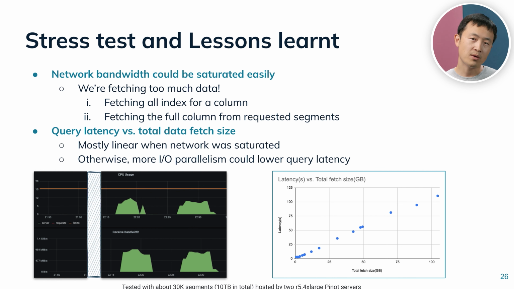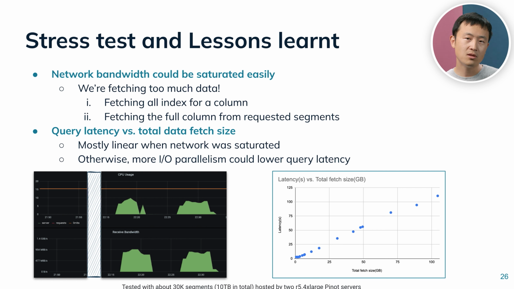So to learn more from our first version, we stress tested a lot with a larger workload and cluster setup. Basically, we tried to put 10 terabytes of data into a Pinot cluster with 2 servers and also enabled the tiered storage. First of all, we found that the network got saturated very often, as you can see in this Grafana figure below.